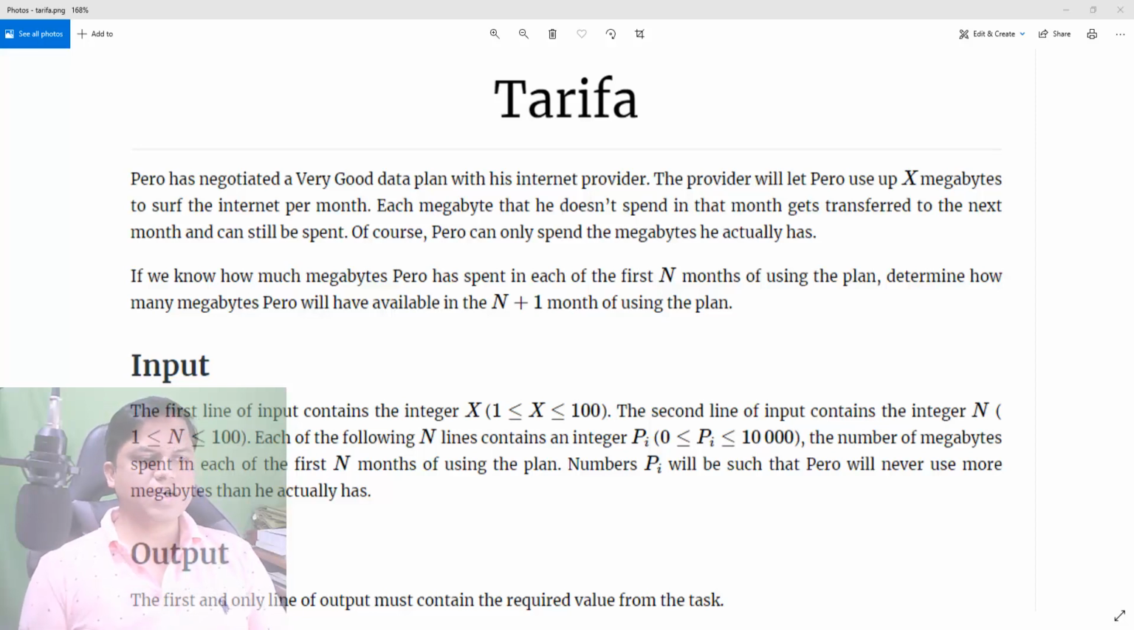Pero has negotiated a very good data plan with his internet service provider. The provider will let Pero use X megabytes to surf the internet per month. Each megabyte that he does not spend in that month gets transferred to the next month and can still be spent. Of course, Pero can only spend the megabytes he actually has.